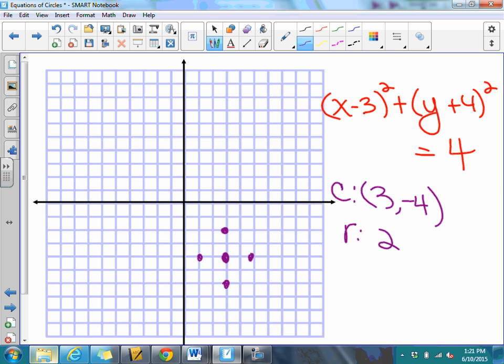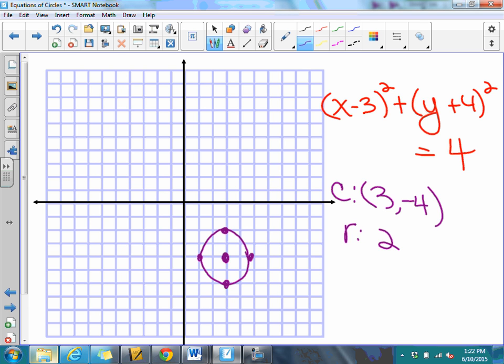And then what you do is you draw the best circle you can. Try to make it more circular than oval. And you just connect the points in a circular fashion. And there you go, that's it. There's a circle that has a radius of 2 and a center of 3, negative 4. Not too bad, right? Are we ready to try the next one?